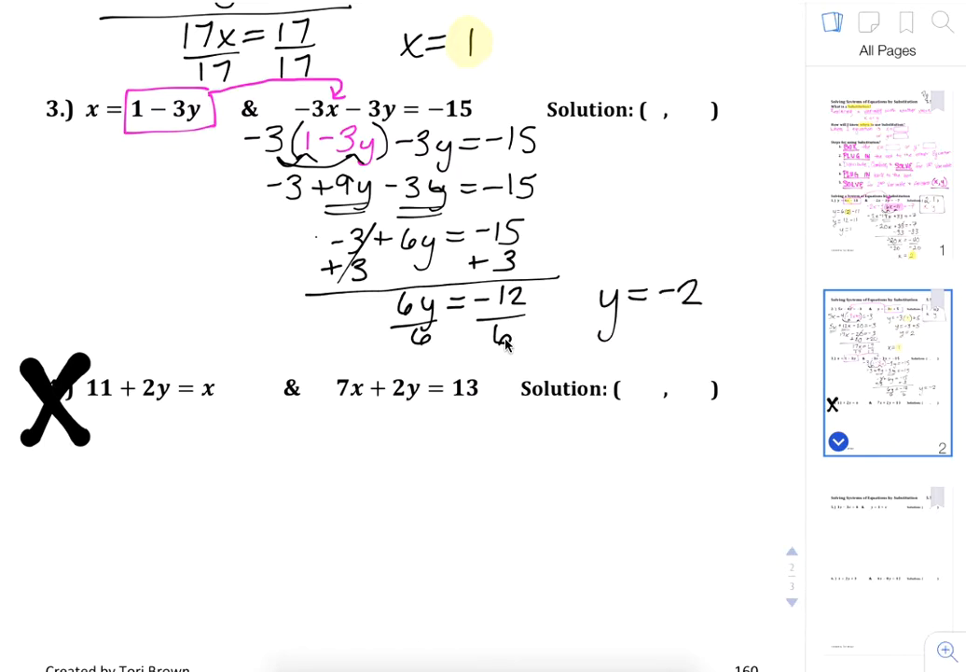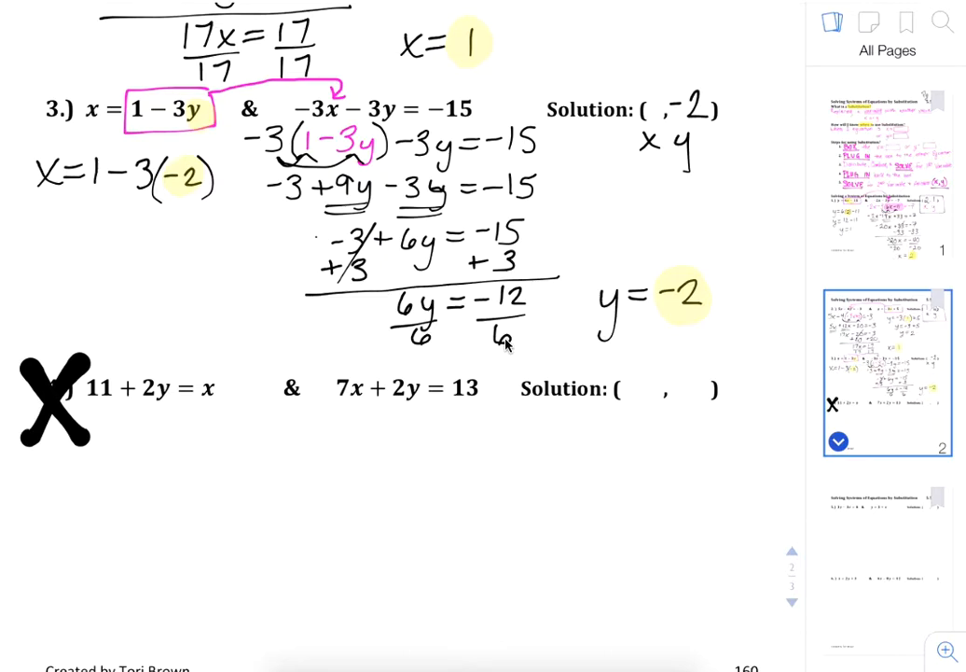Now, careful, that negative 2 has to go in the second position. It has to be the y value. Once I have that y value, I'm going to take it and plug it right back into where I started, right back into the box. So if I copy what I have, x equals 1 minus 3 times my negative 2. That's my y number. I plugged in the negative 2.